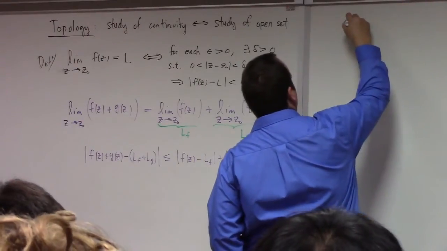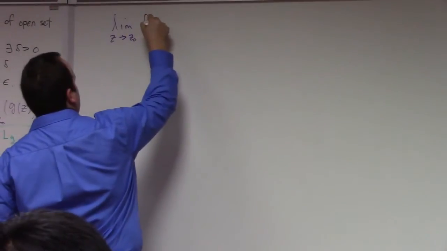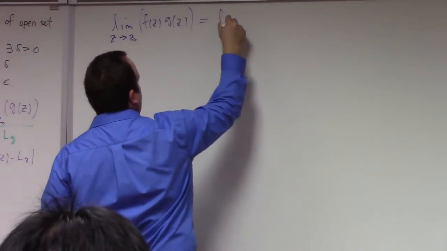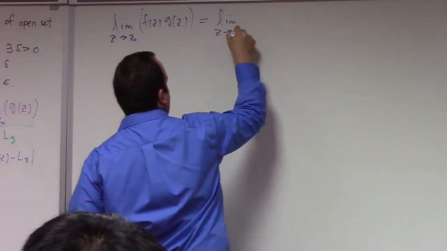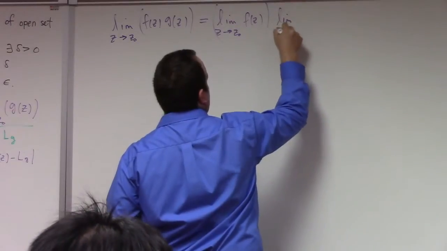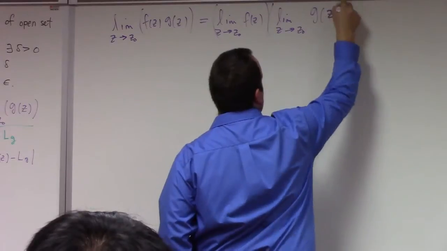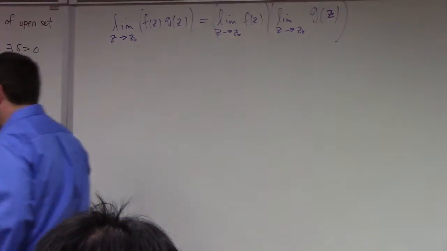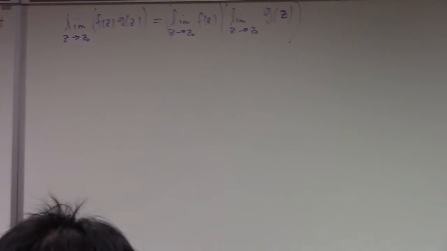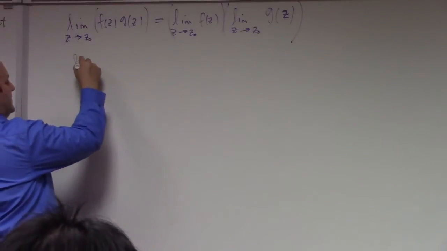Another limit law is as follows. The limit as z goes to z naught of f of z times g of z is equal to the limit as z goes to z naught of f of z times the limit as z goes to z naught of g of z. So the limit of a product is the product of the limits. Again, supposing that the limits on the right-hand side exist, that's still true. What's the other limit law we like to use? Basic one.